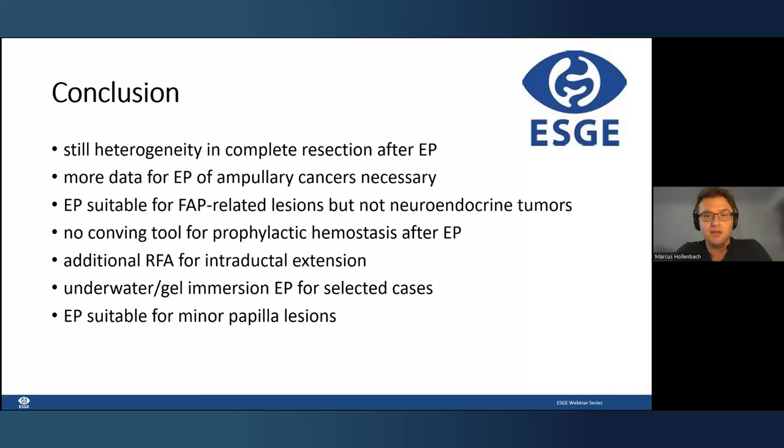There are some supporting data from the clips, but at the moment there is no significant difference and so no significant improvement in the outcomes. And if you have a lesion with an intraductal extension, then you should use radiofrequency ablation. And maybe future studies will analyze the underwater or gel immersion method for selected cases. And I showed you that you can use the papillectomy for the minor papilla lesions. And I finished my presentation, and I'm very happy to answer your questions. Thank you for your attention.